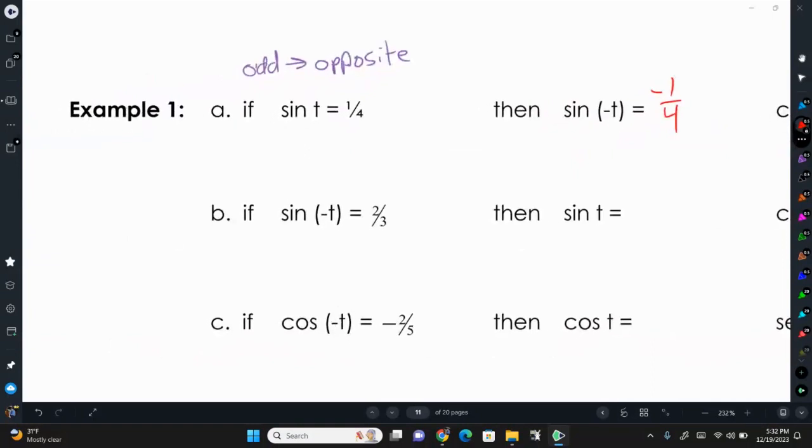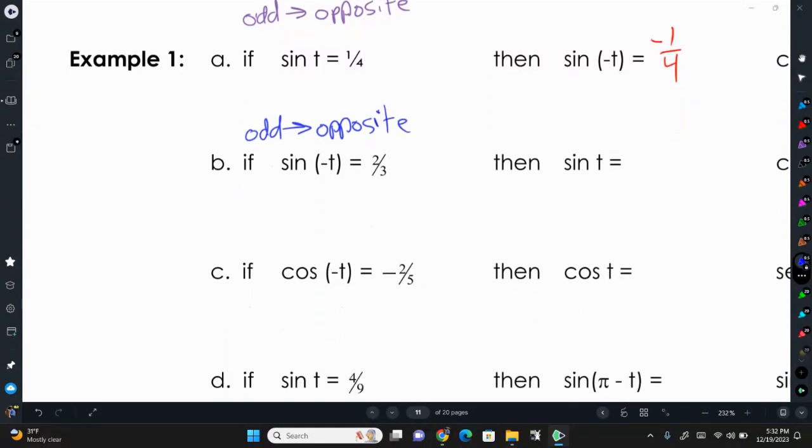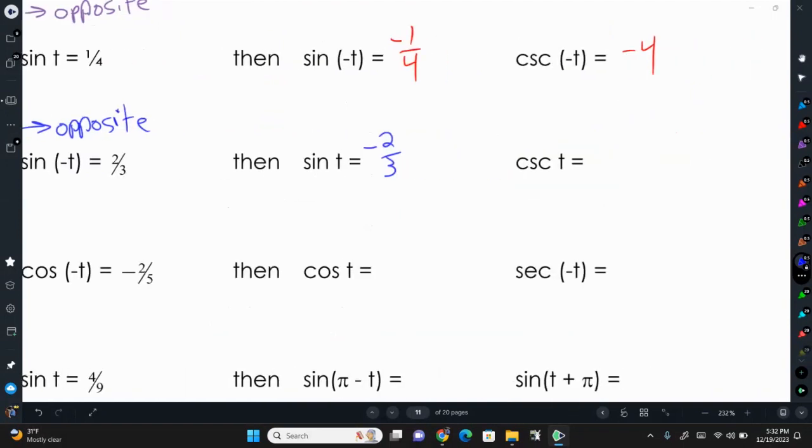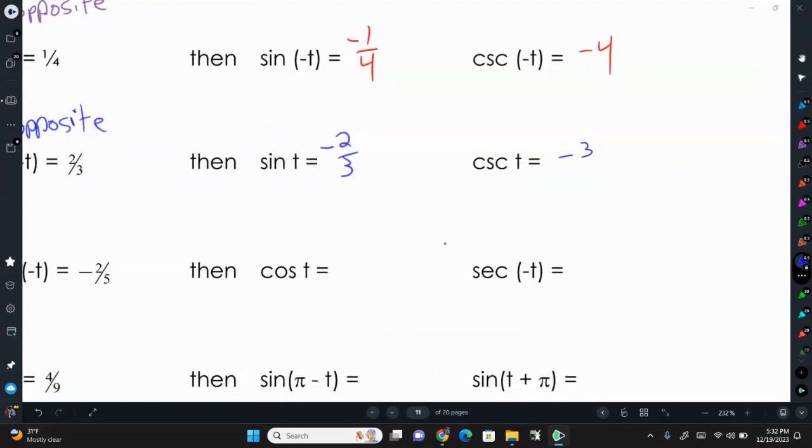Sine of negative t equals positive 2/3. That is sine, which is odd, so it's going to be opposite signs. So that means the sine of t is going to be negative 2/3, and the cosecant will be sine flipped, so negative 3/2.